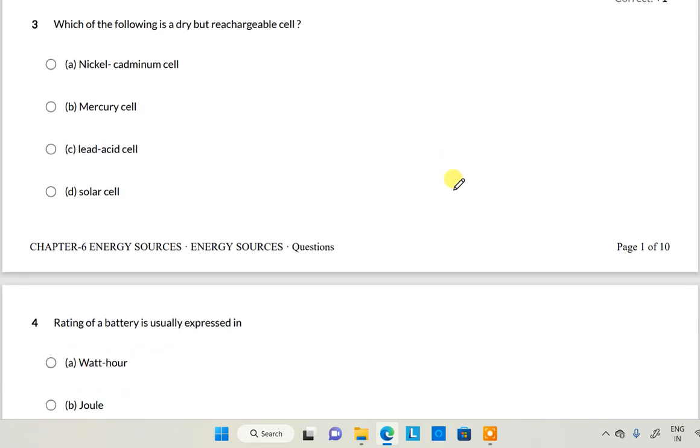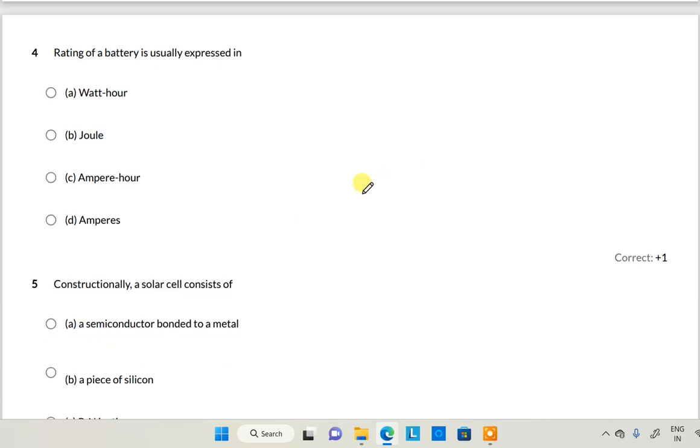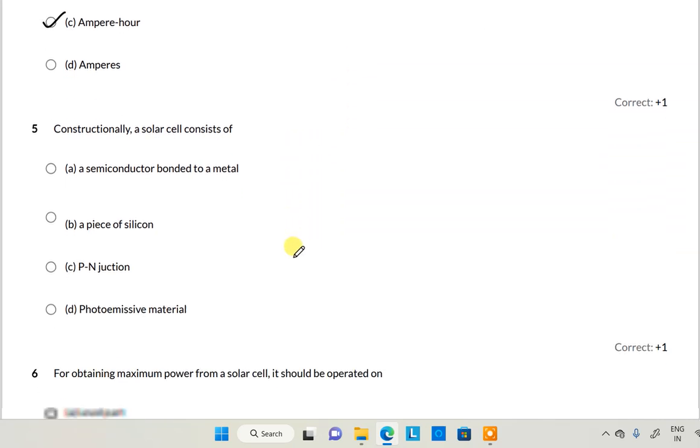Next we are moving to: which of the following is a dry but rechargeable cell? That cell is a nickel cadmium cell. Nickel cadmium cell is a dry cell, but it is a rechargeable cell. So option A is the correct option. Rating of a battery is usually expressed in, very important, ampere hour. Option C is the correct option.